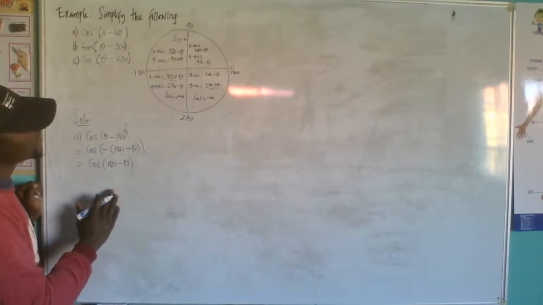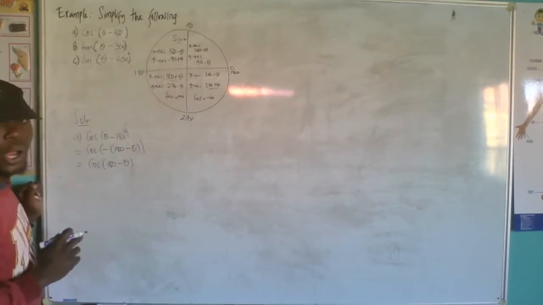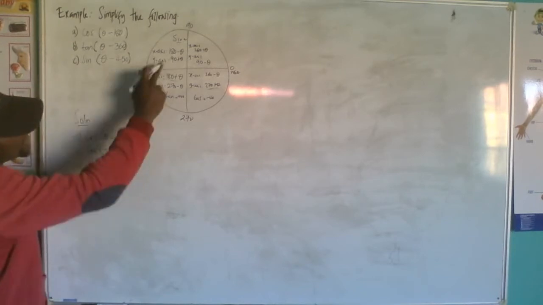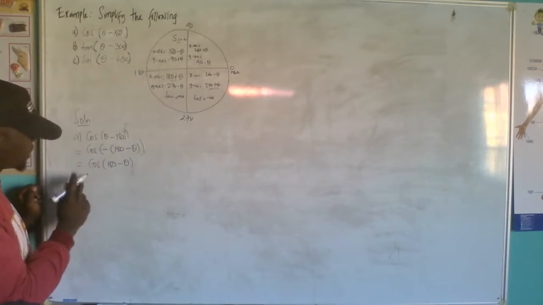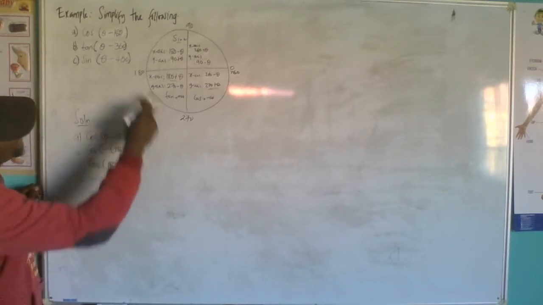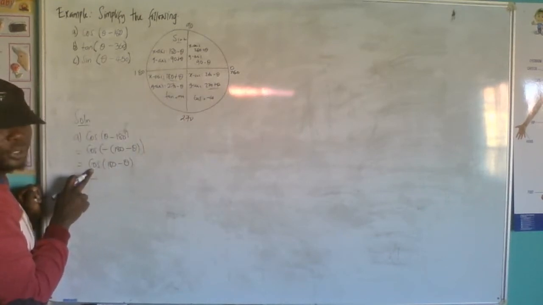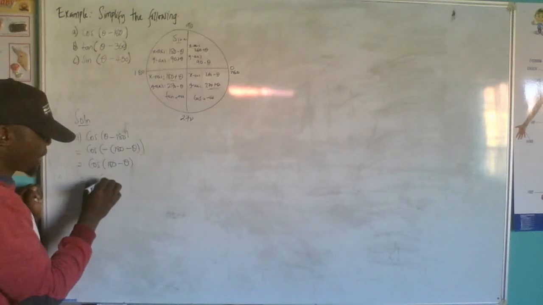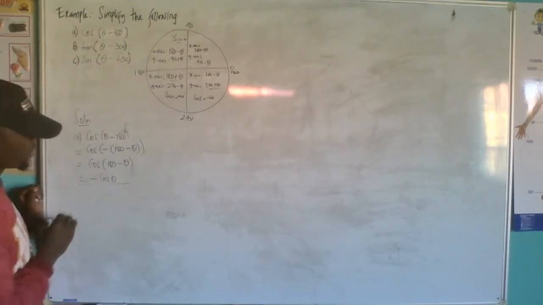So I'll come to the CAST diagram and find where 180 minus theta lies. It lies in the second quadrant. So I'll take from the second quadrant what is positive: sine is positive, therefore cos becomes negative. Since cos is negative and it's 180 from the x-axis, my trig ratio is maintained. So if it's cos, it becomes cos. Then it becomes minus cos theta.